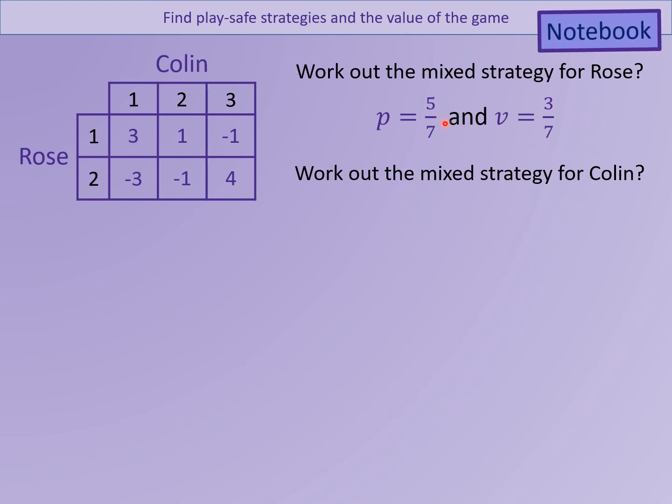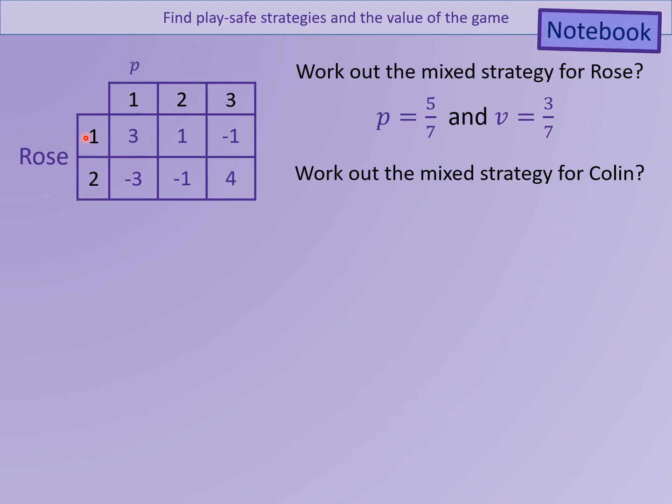Now we had that the probability for Rose were 5/7 for option 1 and 2/7 for option 2. We also know the value of the game is 3/7. In other words, Rose can expect to win 3/7 each time. We can now use this to help find a mixed strategy for Colin.